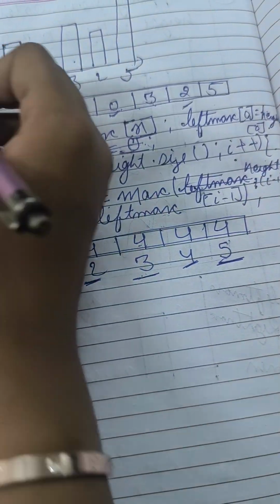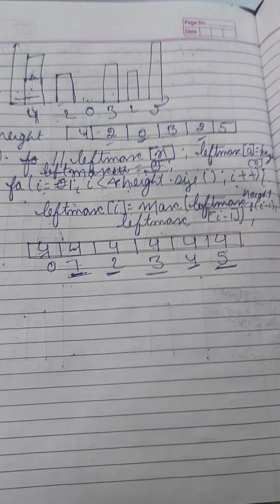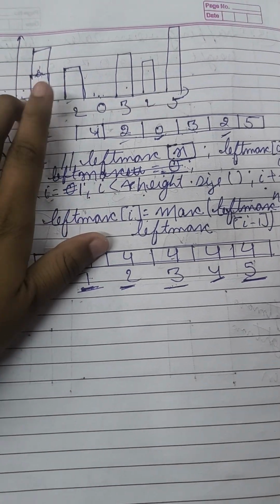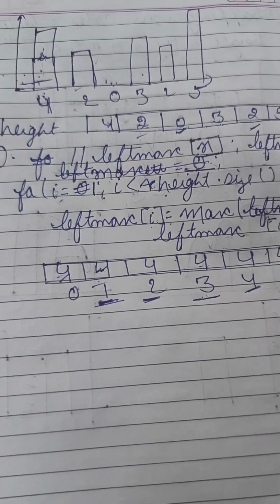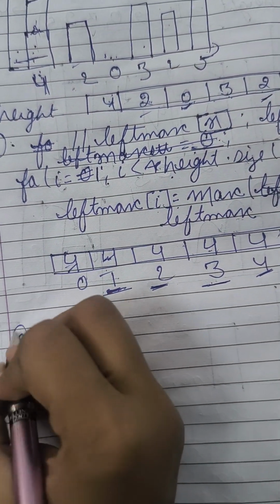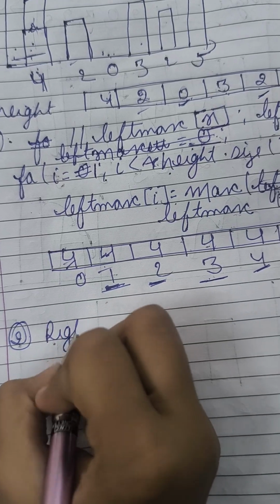So just check, is the data which we got correct? It's absolutely correct, because you could see over here the maximum is 4 only. Now moving towards finding the right max. The second thing which you have to find is right max.